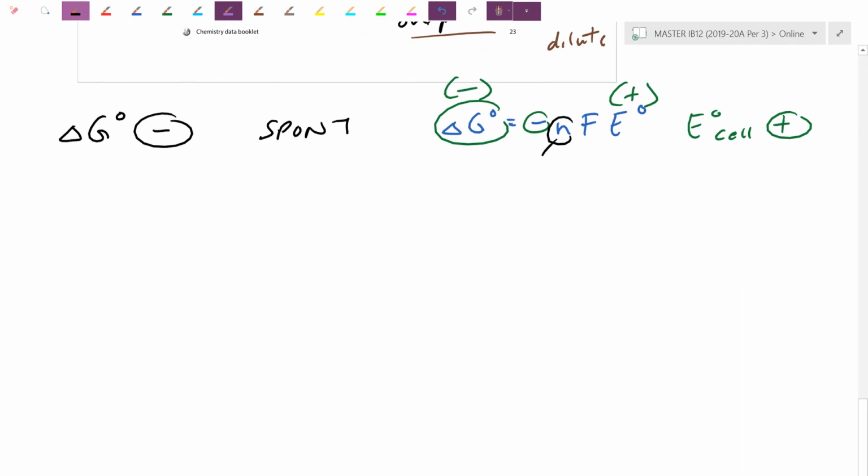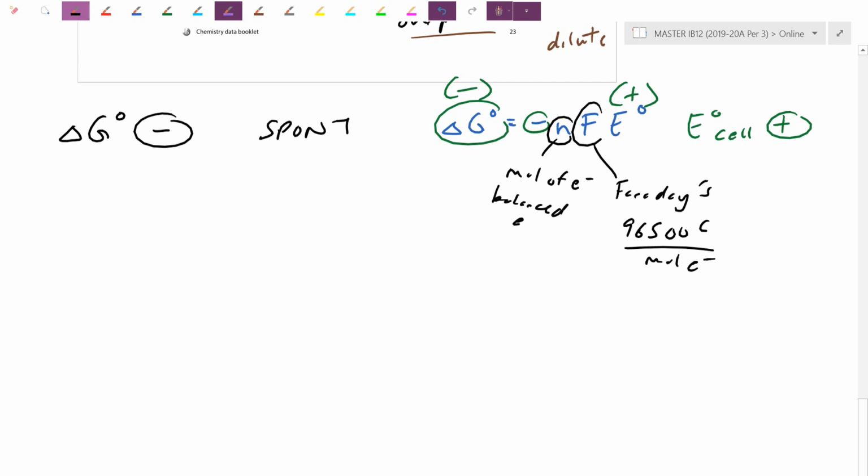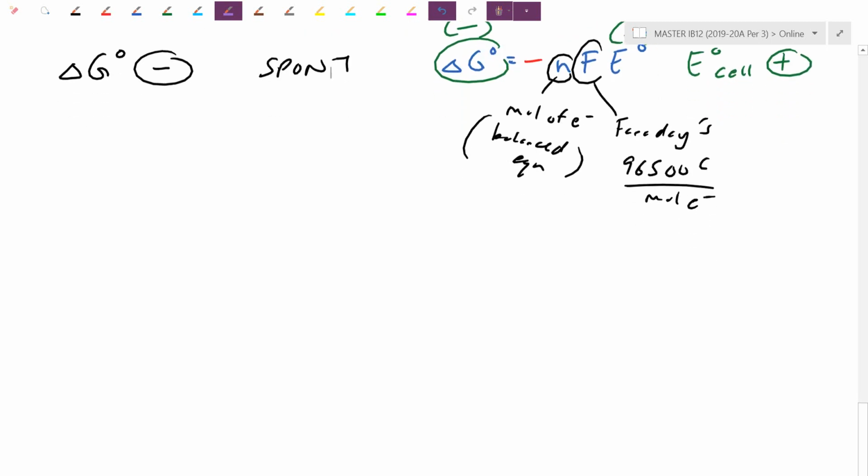The n in this case here refers to moles of electrons. This F here stands for Faraday's constant. This is the number of coulombs, turns out to be 96500 coulombs per mole of electrons. And this mole of electrons is in the balanced equation. We'll do a practice question for that a little bit later on. But basically, because of that pesky little negative here, the E0 direction is actually going to be opposite. The more negative the delta G, the more positive the E cell is going to be. That's one equation that we work with.